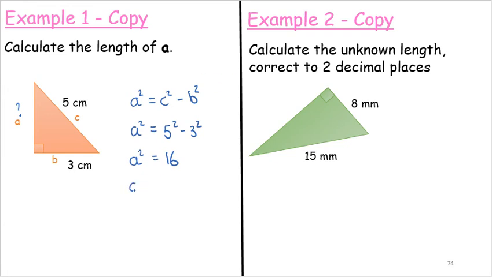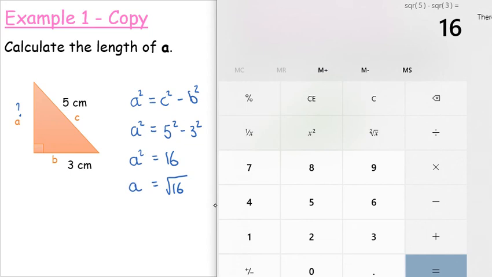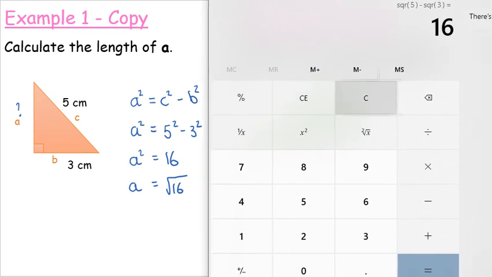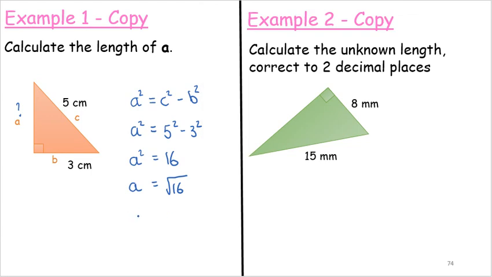Okay, so to find a, we use the square root of 16. So if I go back to my calculator, I'm going to do the square root, which gives me 4. Your calculator may be slightly different. You may need to write the square root of 16 in that order, depending on the calculator you're using. But just double check that you can use your calculator and get from the square root of 16 to 4. And in this case, my units are centimetres. So therefore the missing side is 4 centimetres.